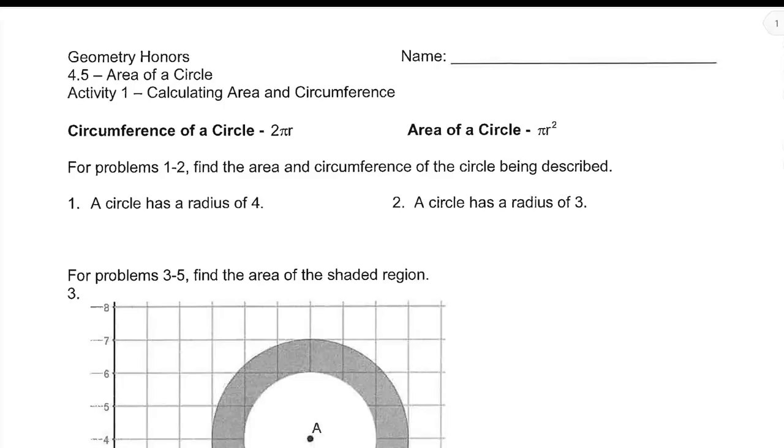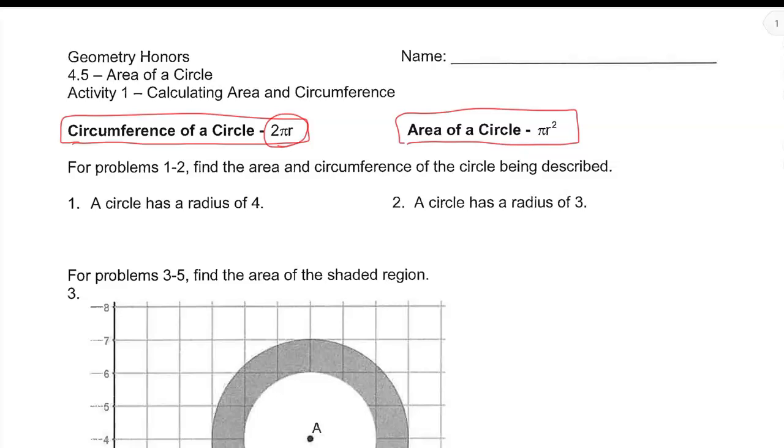Section 4.5 is about area of a circle. We're also going to look at the circumference of a circle. Circumference of a circle is 2 times pi times radius. You might have learned it as pi times diameter, but from now on we're going to focus on radius more than diameter. The area of a circle formula is pi r squared. We're going to work with both.